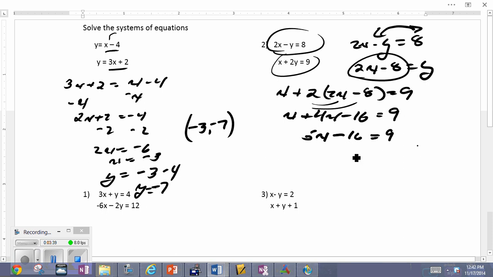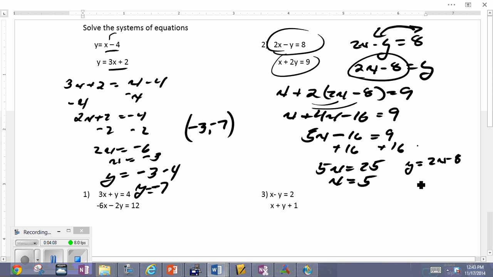Okay? Now, what do I want to do? 5x, right? I want to add 16 to both sides. Add 16. That gives me 5x equals 25. Divide by 5, and I have what x is. x is equal to 5. Now I want to know what y is. Well, remember up here, it says y is equal to 2x minus 8. But I know what x is. So y is equal to 2 times 5, that's the x value I found, minus 8. So that's going to be y is equal to 10 minus 8, which is 2. So I find that these two lines intersect at the point 5, comma 2.